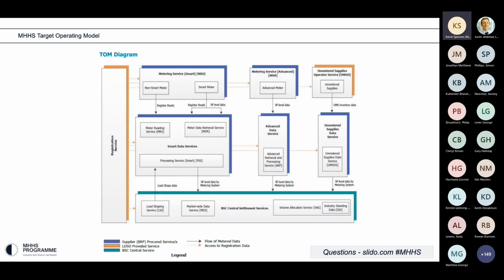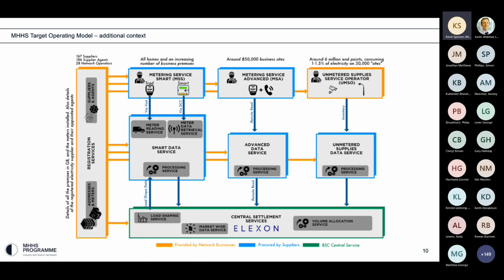This model has been further refined under the programme to give some more context. So if you'd just like to show the next slide, please, Justin. So on this slide, you can get an idea of the different market segments. So on the left, we've got the smart market segment, down the middle, the advanced market segment, and on the right, the unmetered market segment.